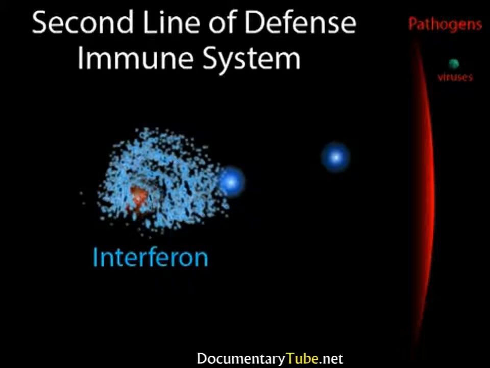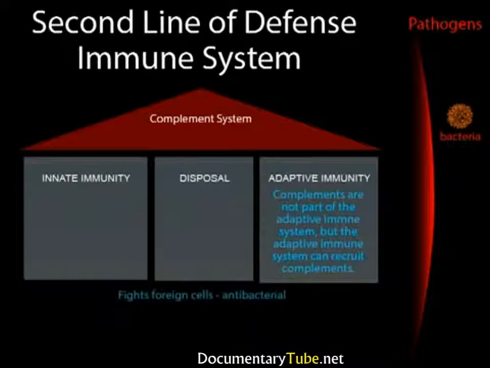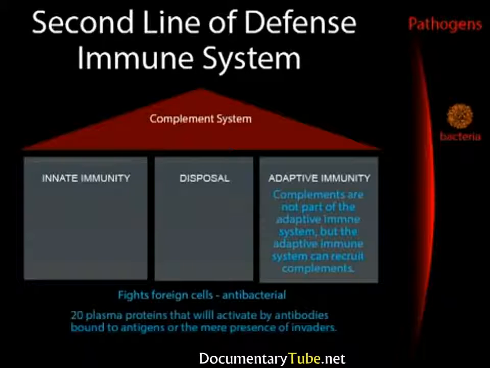Complements are involved in fighting foreign cells, which are generally bacteria. The complement system is made up of 20 plasma proteins made by the liver, which are then released into the bloodstream. Like blood coagulation factors, these proteins stay inactive in the blood serum until something activates them. The foreign invader itself can activate the protein, or the presence of antibodies bound to antigens can do the activation. Either way, this happens only when foreign cells are present.